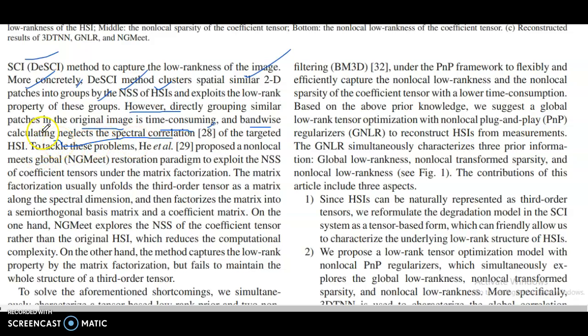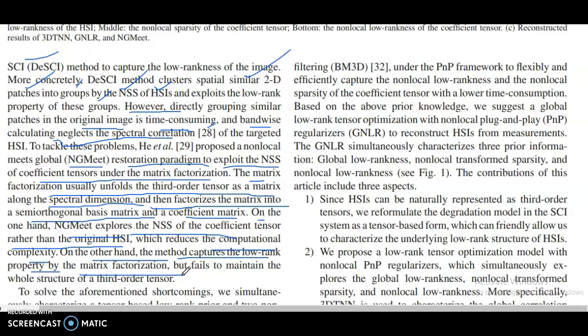To tackle these problems, He et al., in the 29th reference, proposed a non-local meets global, NGmeet, restoration paradigm to exploit the NSS of coefficient tensors under matrix factorization. The matrix factorization usually unfolds the third-order tensor as a matrix along the spectral dimension and then factorizes the matrix into a semi-orthogonal basis matrix and a coefficient matrix. On the one hand, NGmeet explores the NSS of the coefficient tensor rather than the original HSI, which reduces the computational complexity. On the other hand, the method captures the low-rank property by matrix factorization, but it fails to maintain the whole structure of a third-order tensor.